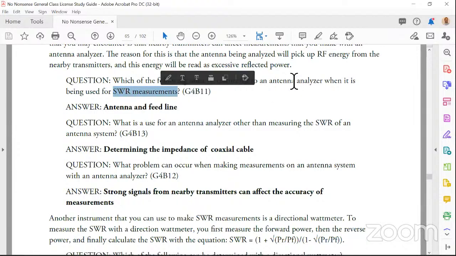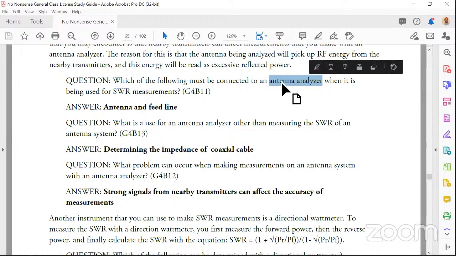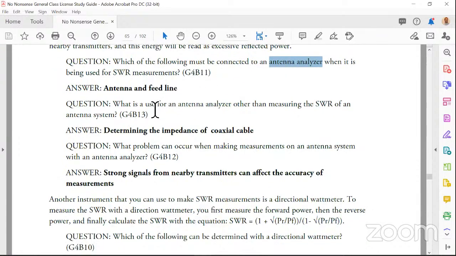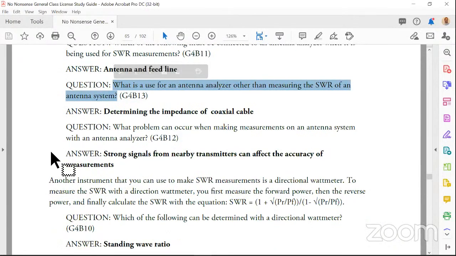Well, the antenna analyzer is analyzing our antenna, and we have to connect the antenna to the analyzer with something, the feed line. So that's the answer. The antenna itself, as well as the feed line that you connect between the antenna and the analyzer. So that's what you connect when you are doing SWR measurements using an antenna analyzer. You connect the antenna and the feed line. Okay, moving right along.